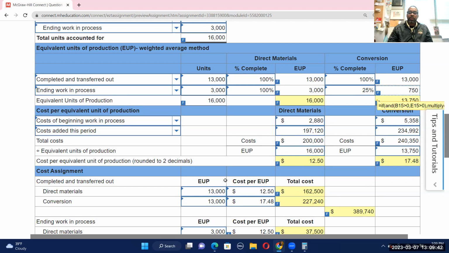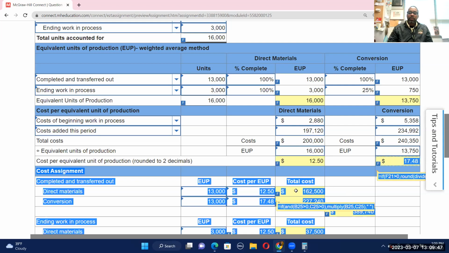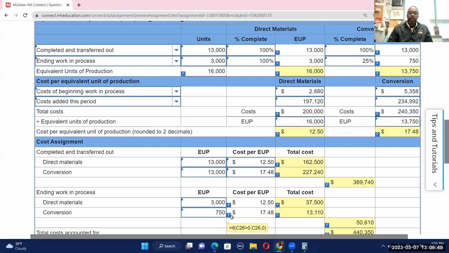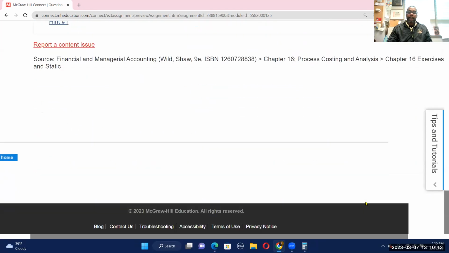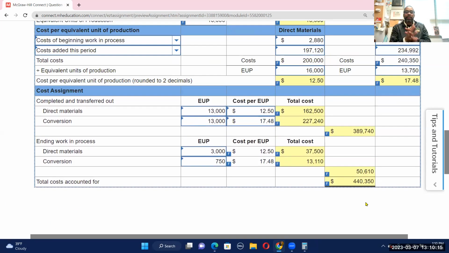When it comes to ending work in process, you have 3,000 units when it comes to direct materials and 750 units when it comes to conversion. Direct materials is $12.50, conversion is $17.48. Multiply these out, you get direct materials is $37,500. Conversion is $13,110. Add them together, you get $50,610. Add this to completed and transferred out, and you get $440,350. That's it. So you don't have to reconcile.